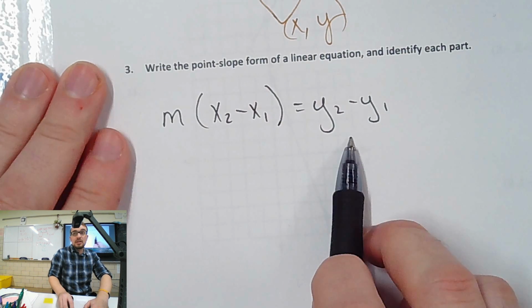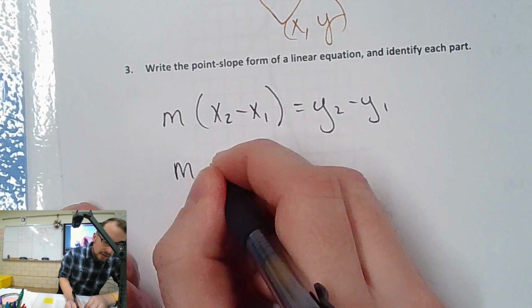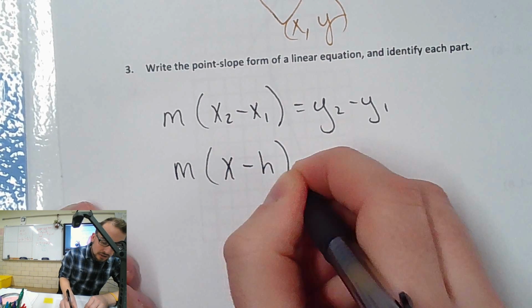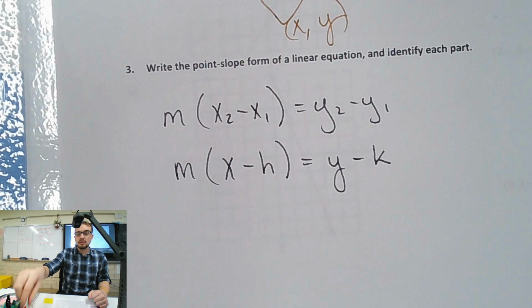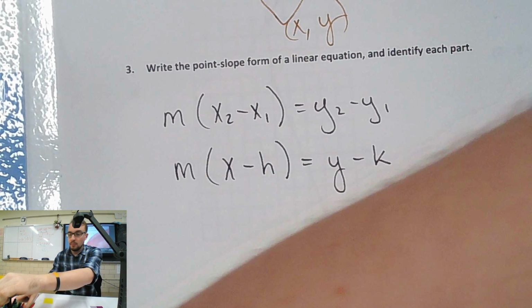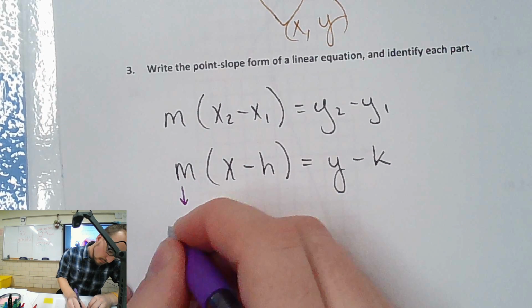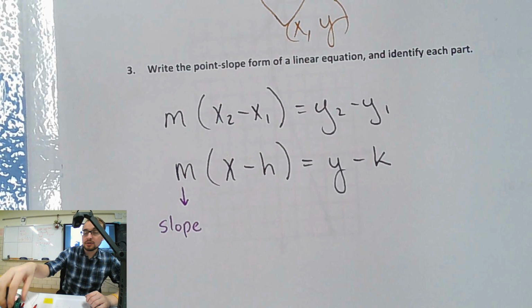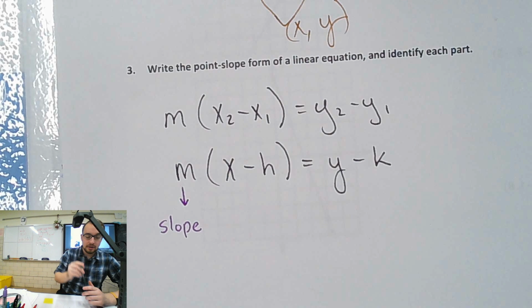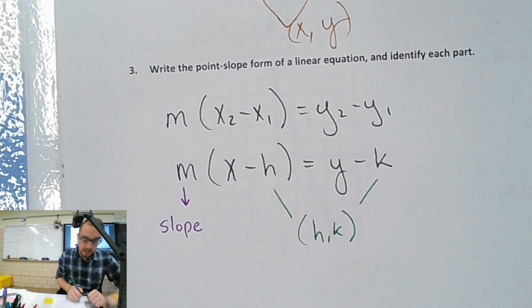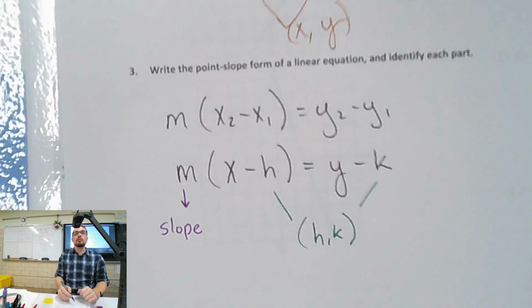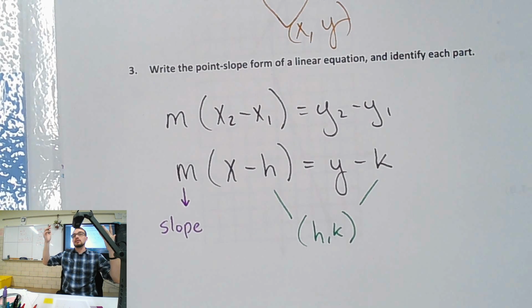If I move that back over, it'd be division, right? That's just the slope formula. Now, to write it out how we did it, where this was h and this was k: m is the slope. H and k are a coordinate, a point that's on our line. And x and y are variable, meaning that they could be any point that's on that line.